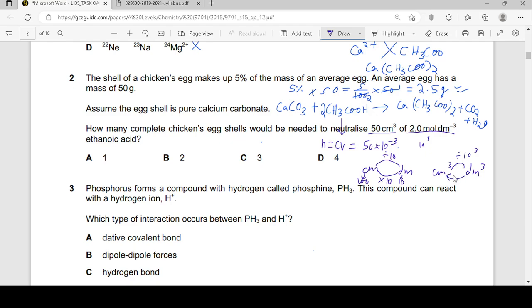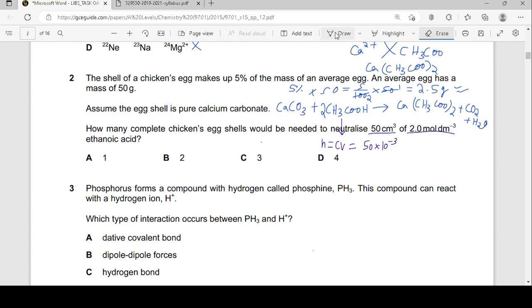And this side, wait, am I doing this right? So dm to cm, we multiply by a factor of 10 to the power of 3. Okay, so that is what you do. And I don't know why I went on a rant about that. That's one of my favorite rants, actually. But anyways, the point is you convert from cm cubed to dm cubed, cubic decimeters, by multiplying by 10 to the power of minus 3. Okay?